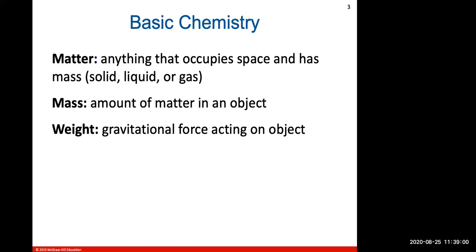So if we talk about matter, first of all, matter is anything that occupies space and has mass. And that mass can be a solid, a liquid, or a gas. So it can be the desk you're sitting on right now, the chair. Mass is the amount of matter in an object. So that's usually some sort of weight. And the unit for weight in standard units is the gram or the kilogram. And then weight is the gravitational force acting on an object. So due to gravity, that is what weight is.